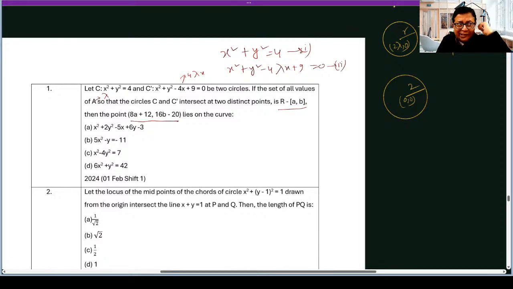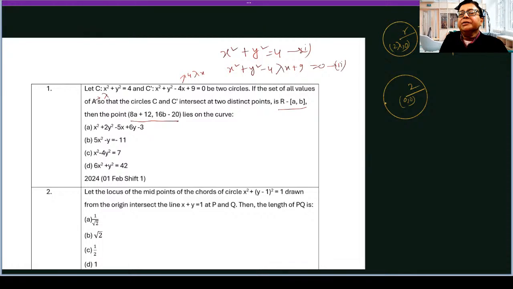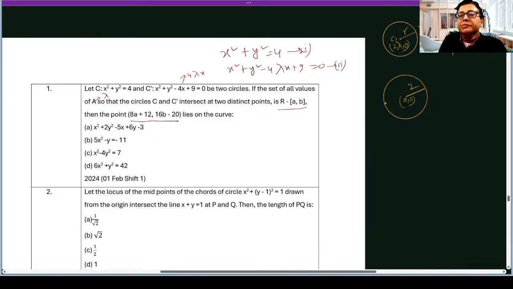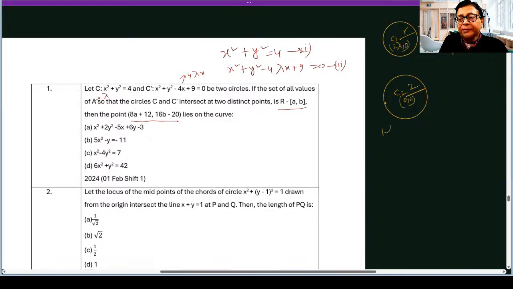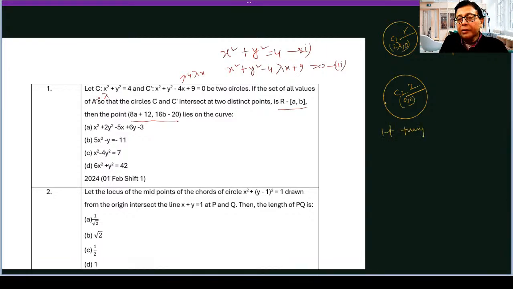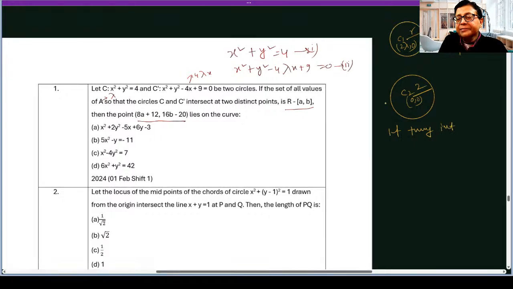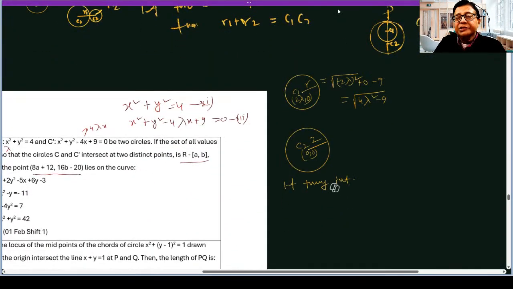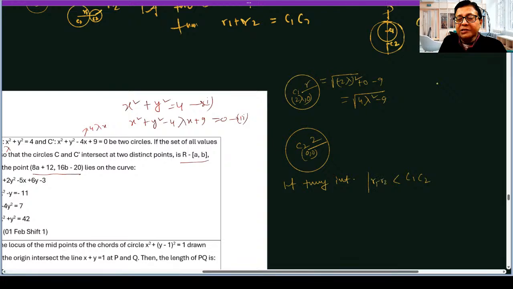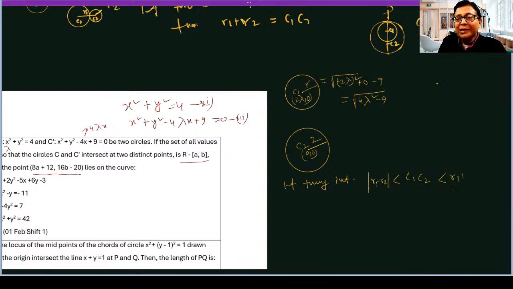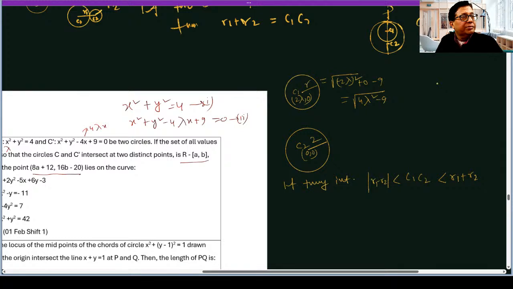Now, if they intersect, what is the condition? C1C2, if they intersect, C1C2 must be greater than mod of R1 minus R2 and less than R1 plus R2. Isn't it?